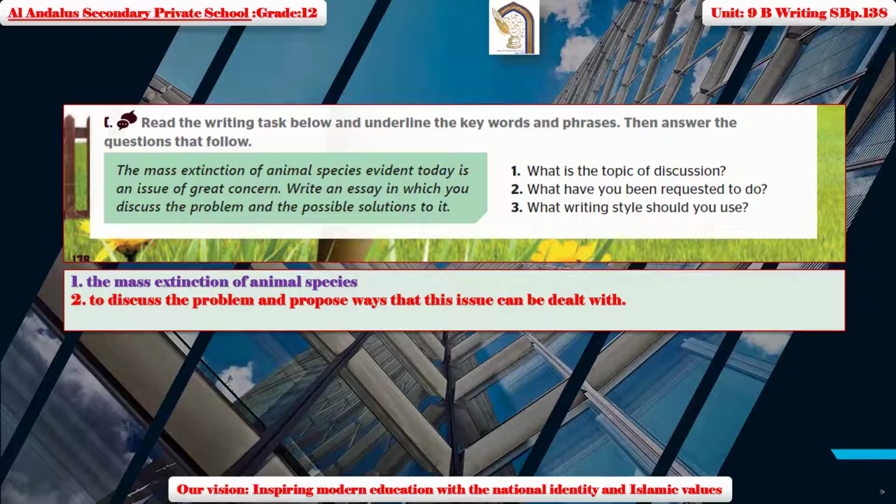And the third question, what writing style should you use? Very good, a formal, objective, and informative writing style. Now we can move on to the plan of our work.